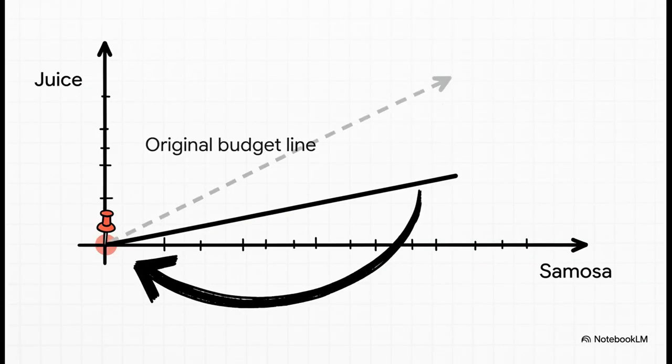When a price changes, the line doesn't just shift, it rotates. The point on the juice axis is pinned down. You can still only buy a max of 10 juices. But the line swings outwards on the samosa side, because now your 40 rupees can get you a whopping 8 samosas instead of only 5. Your samosa buying power just got a huge boost.